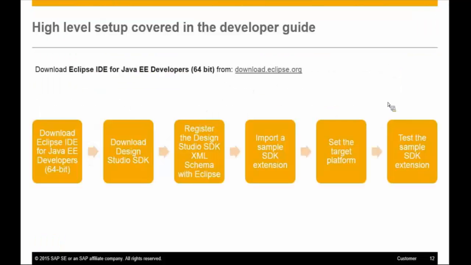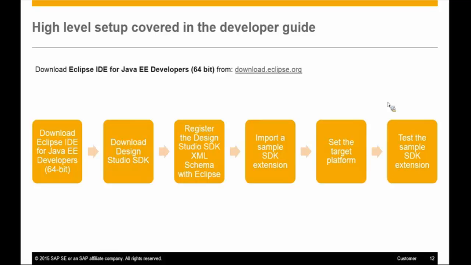Okay, so using Eclipse for developing components, we're just going to go very quickly through this. The version of Eclipse we recommend is the Eclipse IDE for Java EE developers, and it's the 64-bit version, which matches the 64-bit version of Design Studio. So you download that, and we've provided the link there and at the end of the webinar. And you download the Design Studio SDK, and we'll show you where you can do that later, and also get the documentation, the developer guide that this is based on.